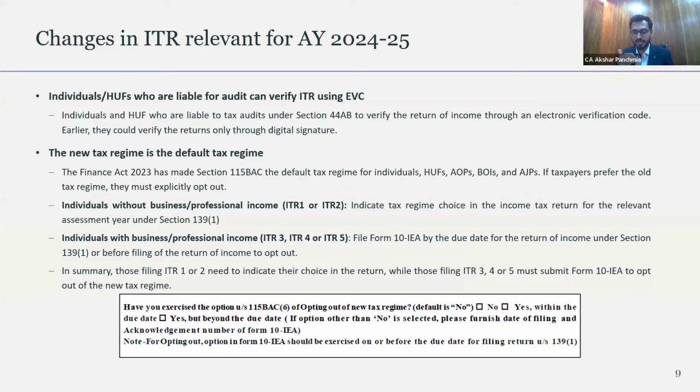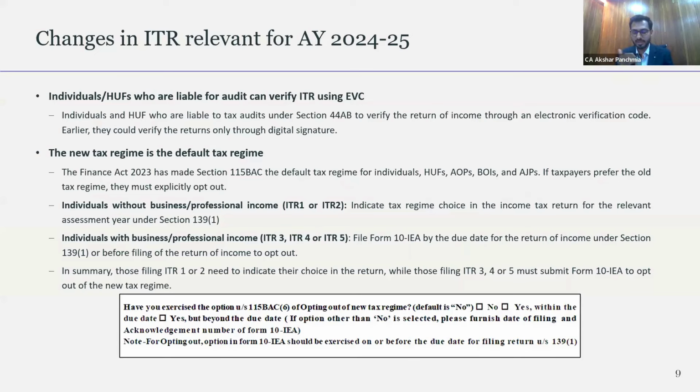Whereas if you want the benefit of the old tax regime, in that case, you will have to specifically opt for it. Where a person is filing ITR 1 or 2, the option can be taken at the time of filing itself. You need not file any separate form.